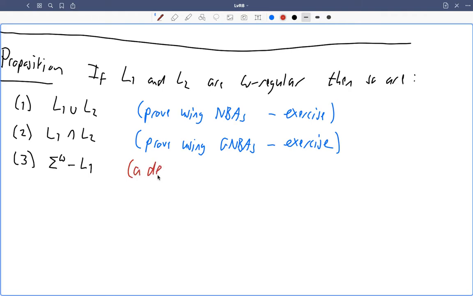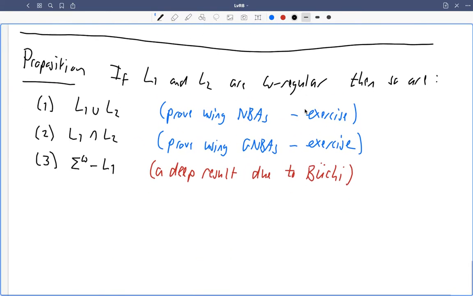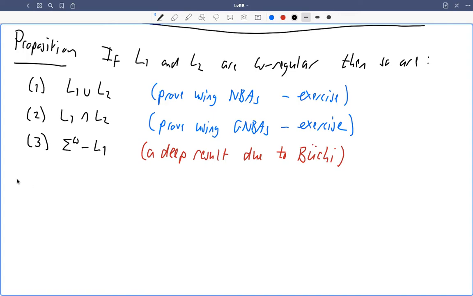a deep result due to Büchi. And just to say, his proof used the infinite Ramsey theorem. It's quite an intricate combinatorial proof, so I will not set that as an exercise, but this is a beautiful result, but we're not going to need it, so we shall not look at it.